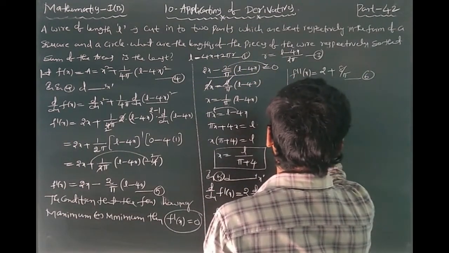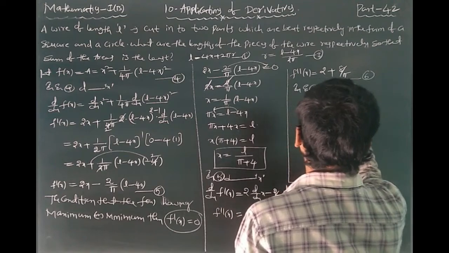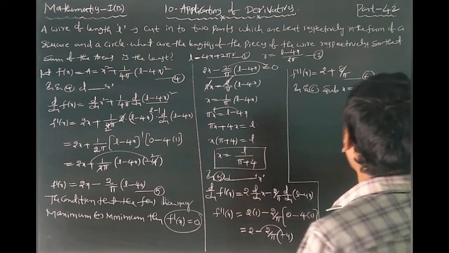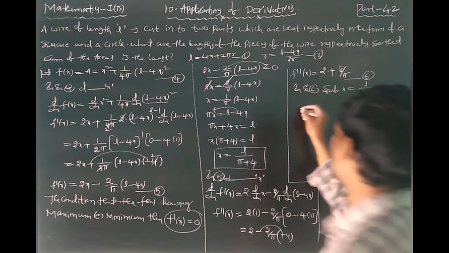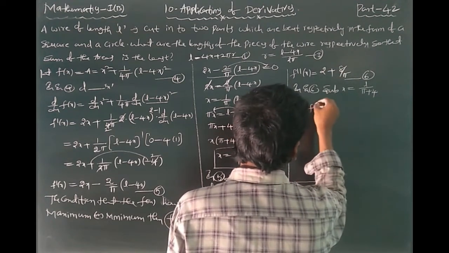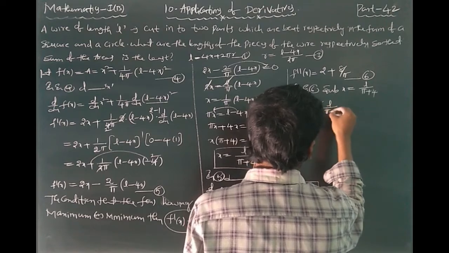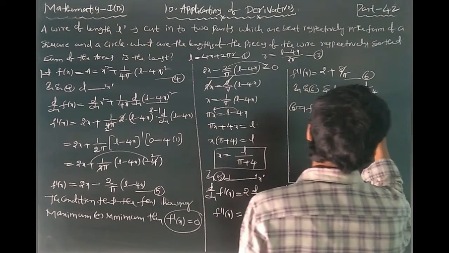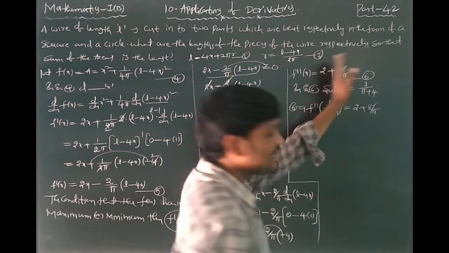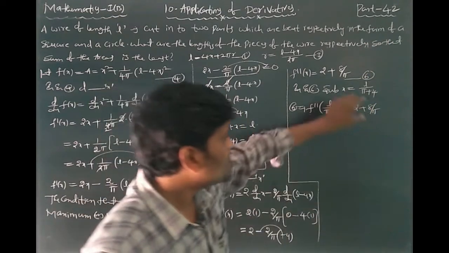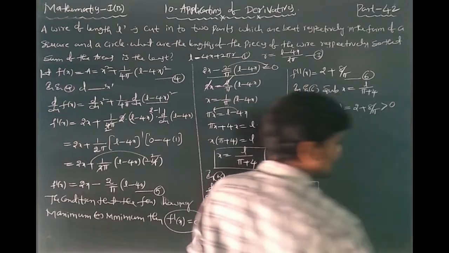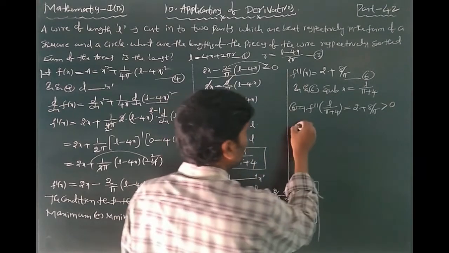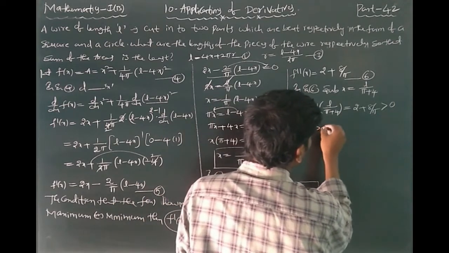In equation 6, substitute x equal to L/(5+4). You get f''(x) at x equal to L/(5+4) is equal to 2 plus 8/5. Here 2 plus 8/5 is a constant function. This is a positive constant function. That's why you can write greater than 0. Therefore, f''(x) is greater than 0.